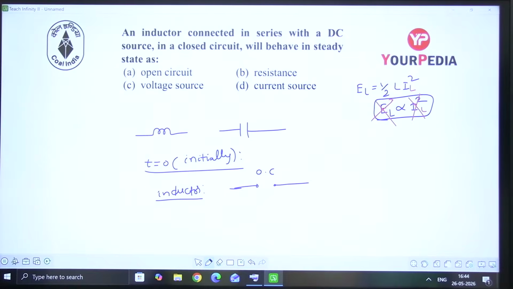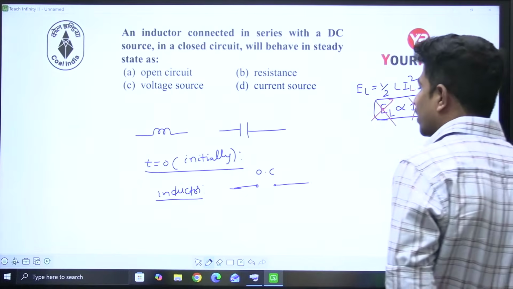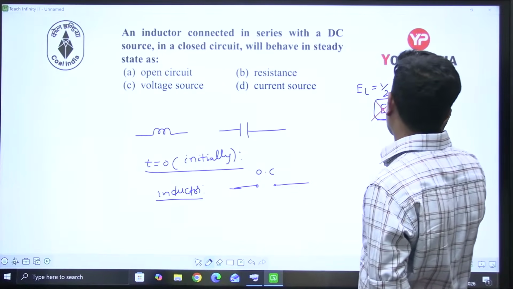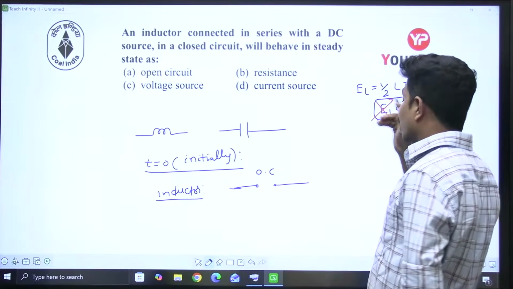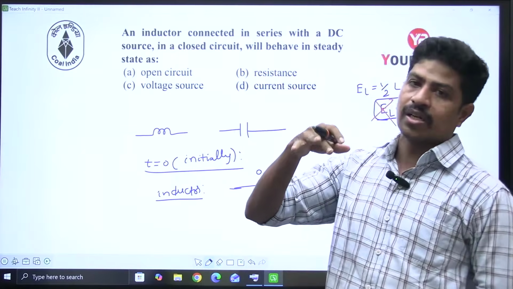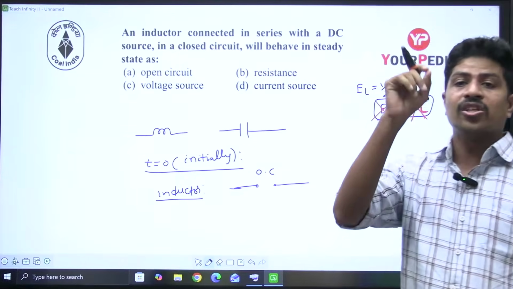What is the reason? The reason is it already has some stored mechanical energy in the rotor body. Due to that, it will take some time. That's why, as it is not allowing sudden change of current, people misunderstand the statement. Inductor does not allow sudden change in its current, but it will allow gradual change in current.